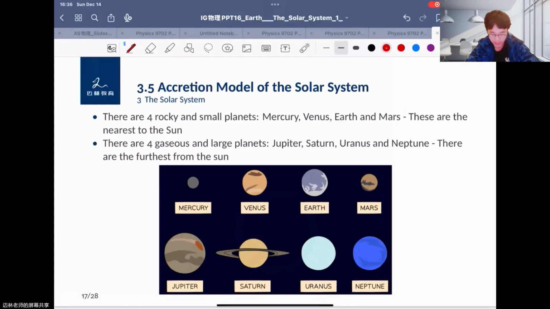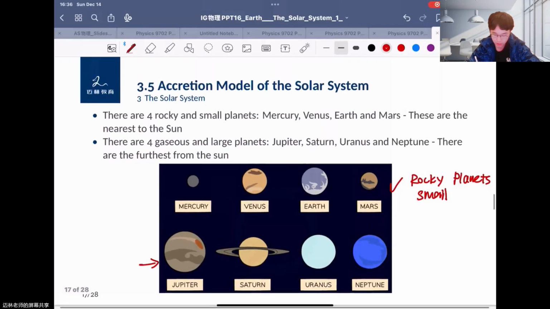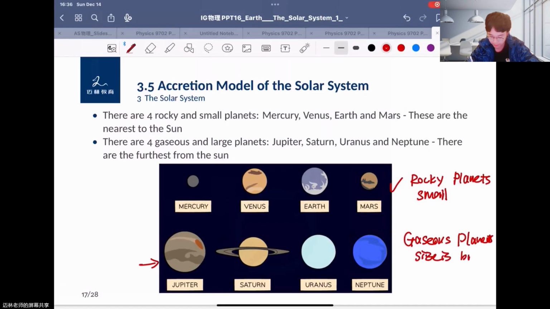From left to right, Mercury to Mars, they are all the rocky planets. And they are very small, and they are close to the sun. And below, you can find the four giant planets. They are kind of called the gaseous planets, and their size is very big.